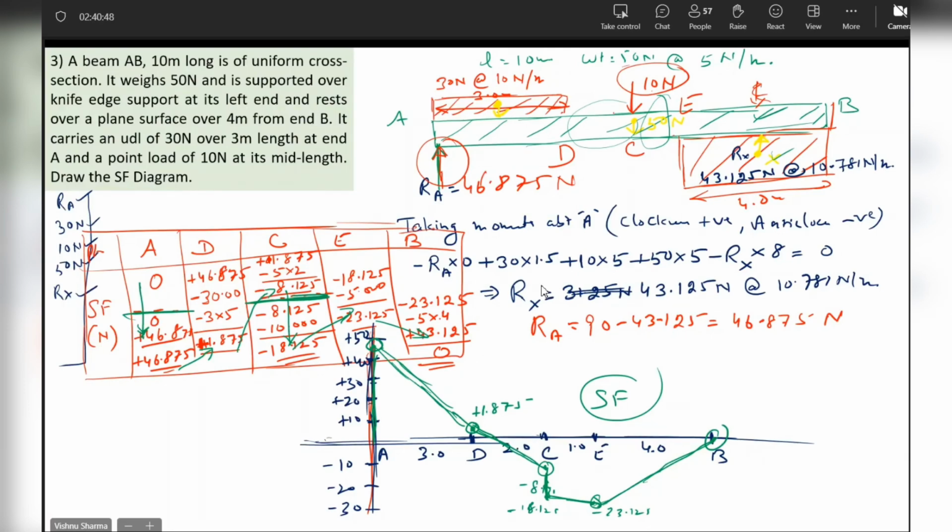When it comes to making the SF table, they will not be concerned. The UDL, uniformly distributed forces, whether reaction or the downward force, they will not be treated as concentrated when it comes to making the SF table. They will be dealt with as a singular force only for the purpose of calculating reaction.